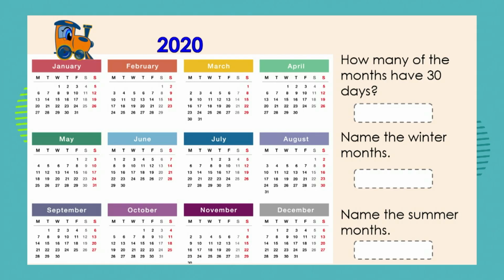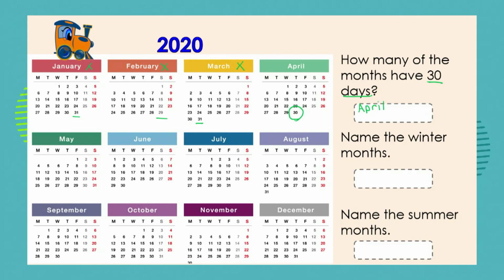Now let's look at the next questions about the calendar. We are going to answer how many of the months have 30 days. So we are going to go through each month and see which ones have 30 days. January has 31, so we won't include January. February has 29, so we won't include February. March has 31, so we won't include March. April has 30 days, so let's write April.